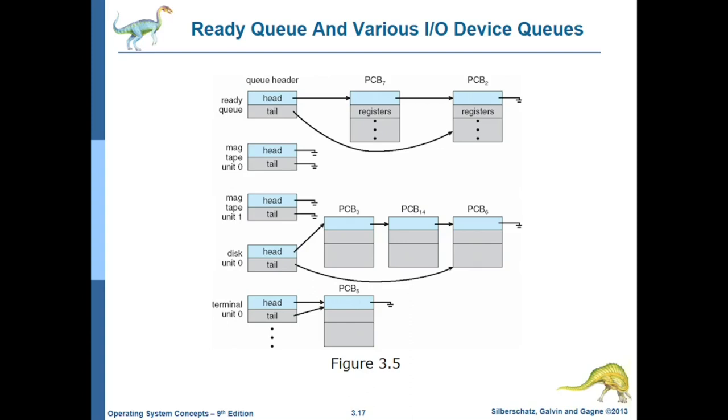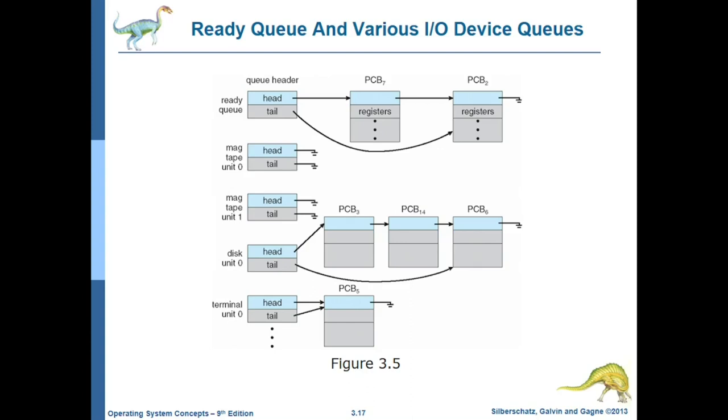The figure illustrates how the processes move between the ready queue and the I/O device queues. When a process is created, it is placed in the ready queue. When the CPU scheduler selects a process from the ready queue, it assigns the CPU to that process. The process then starts executing its instructions.